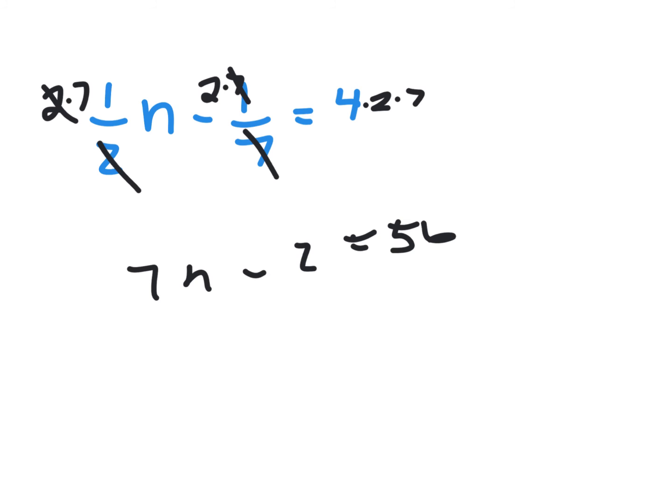How many of you knew that you could multiply by 2 and 7? All right, good. If you didn't know that you could do it at the same time, learn that. It goes a lot faster. Saves you a whole step.